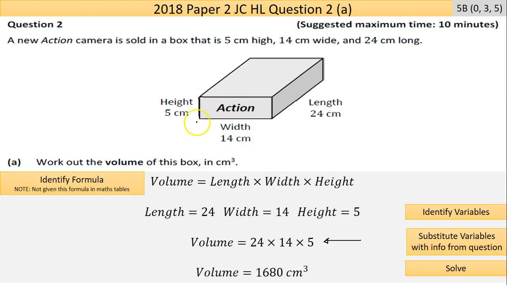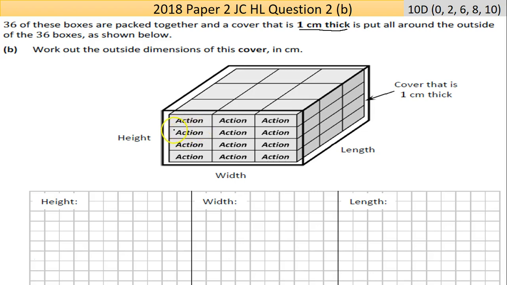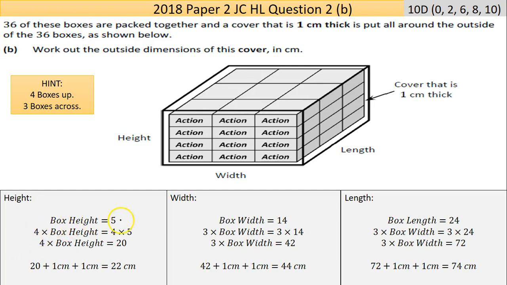There are, I think, 4 of them, and the extra bit on top. If I go back to the diagram here, there are 4 of them, so 5 plus 5 plus 5 plus 5, plus the 1 centimeter here and the 1 centimeter here. Now, how do I express that mathematically? The box height is 5, and I multiply it, not add. There are 4 of them, so 4 fives is 20.